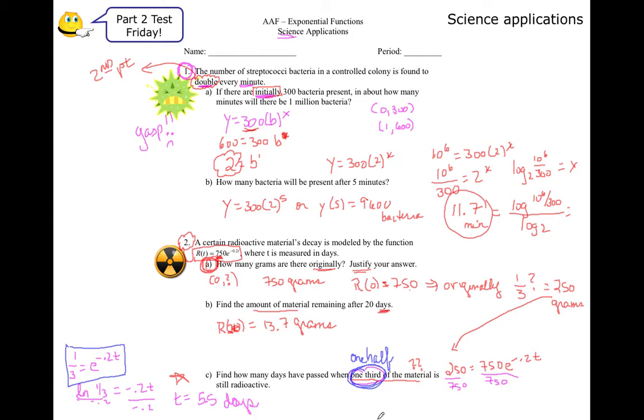Now, if you don't want to do the shortcut, that's fine. You just go up here and you say 750 was the original. What's a half of 750, right? And then you would get 375, and you would put 375 into here. But guess what you get when you would divide both sides by 750?